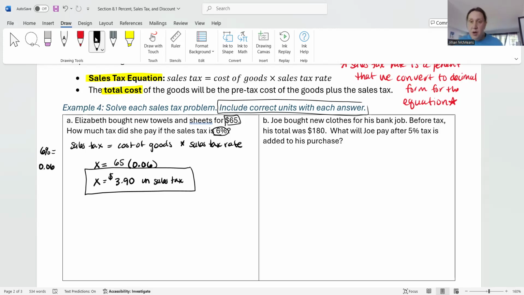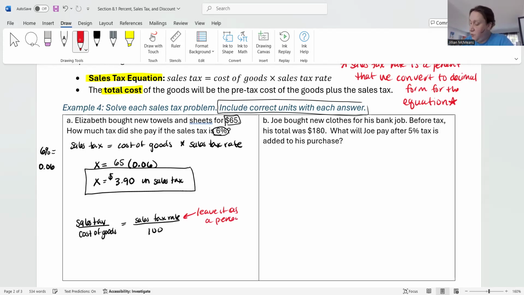Now, if you are interested in doing the proportion, okay, you could do a proportion here. So we would get sales tax over the cost of the goods before tax. That's going to equal the sales tax rate over 100. But I do need to give you a warning. If you do the proportion, leave it as a percent. You don't have to convert it to decimal form, okay? Because we're dividing it by 100, that's why, okay?